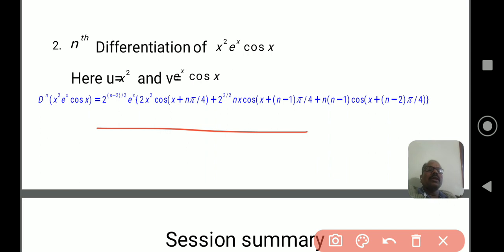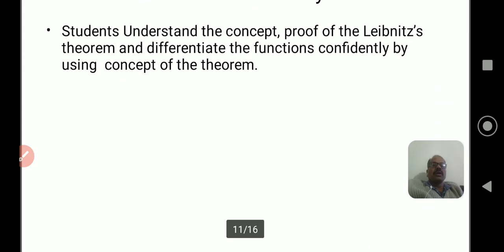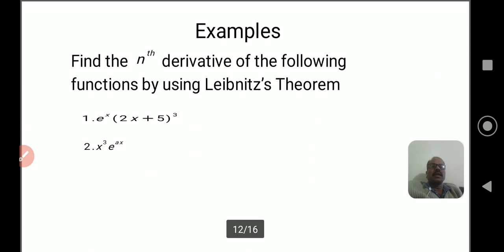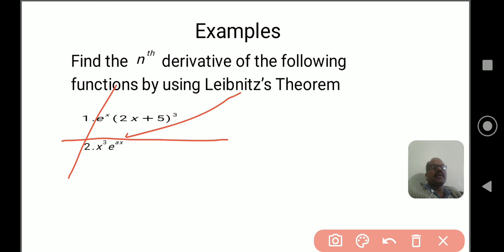One conclusion is that you should always choose the functions in the Leibniz theorem such that one is a reducible function and one is a non-reducible function. Remember this. Next, I come to the revision of this Leibniz theorem. We can go through these two assignment problems. The nth derivative of e power x into (2x plus 5) whole cube. Observe the result: e power x is a non-reducible function, and (2x plus 5) whole to the power of 3 is a reducible function. After the third order derivative, it becomes a constant term.